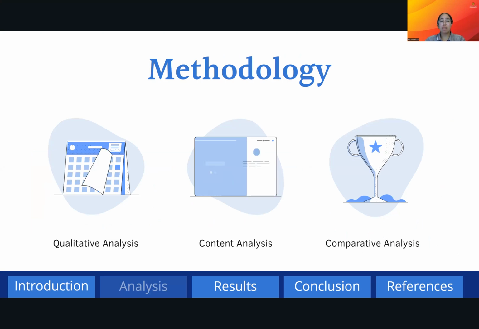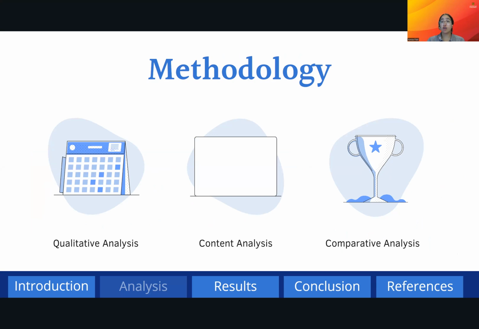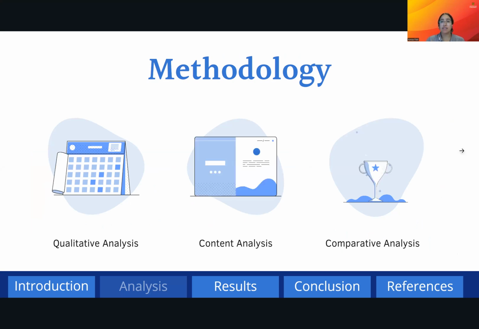So going into our methodology, our main focus was a content analysis. That falls under qualitative analysis, right? And to finish off, to attain stronger results, we completed it with a comparative analysis.